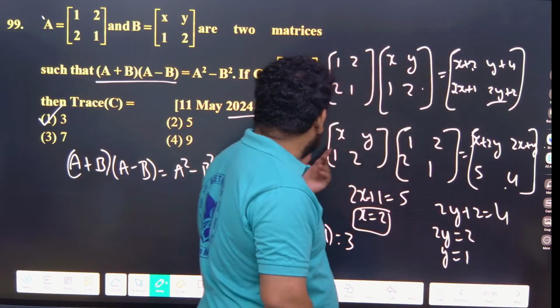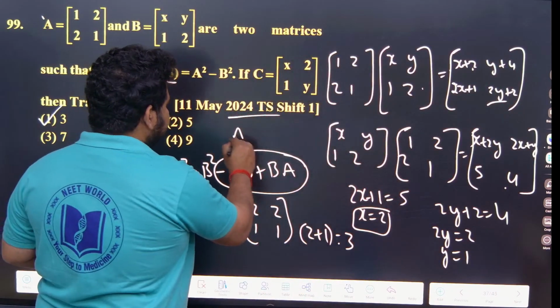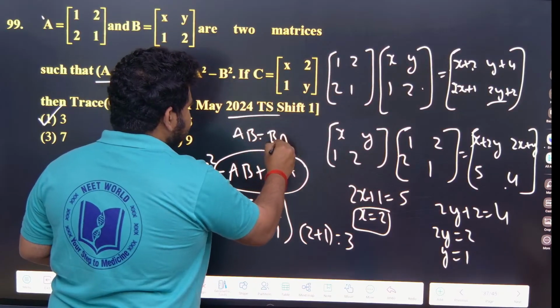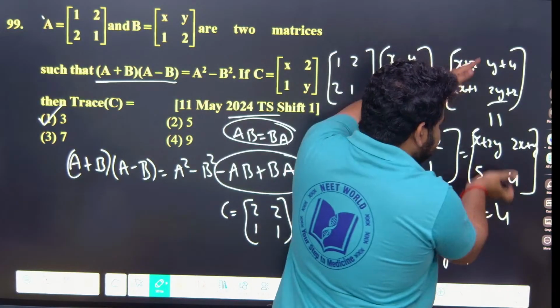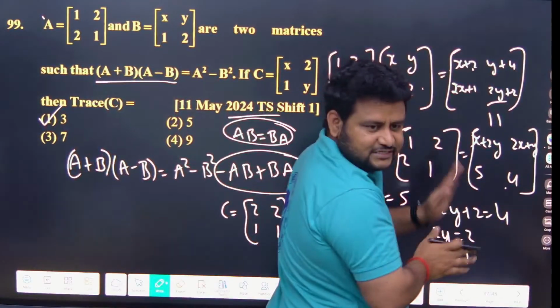That is why I have written here AB is equal to BA. AB will be equal to BA, so we should make it equal. That is called equality of matrix. We should make it equal and solve this. That's all. Understood now? Very simple question.